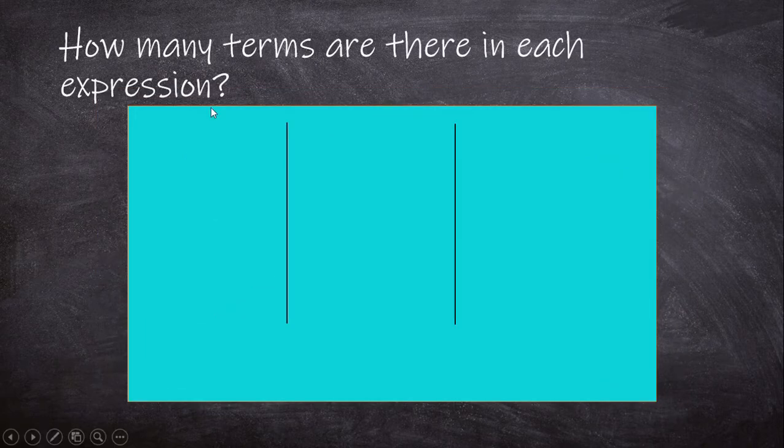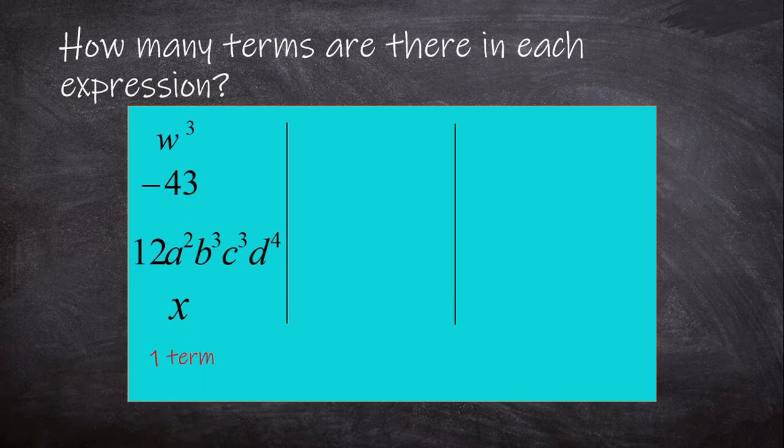How many terms are there in each expression? So the first column is an example of one term only expression. So notice in the third example, 12a squared, b cubed, c cubed, d to the power of 4, though it has many variables, it is still considered as one term.